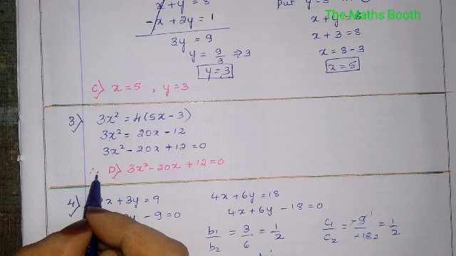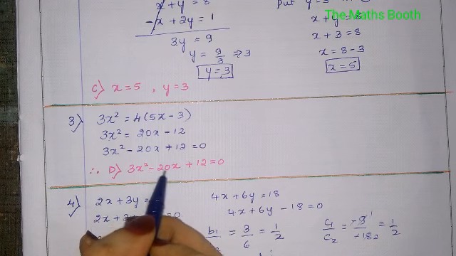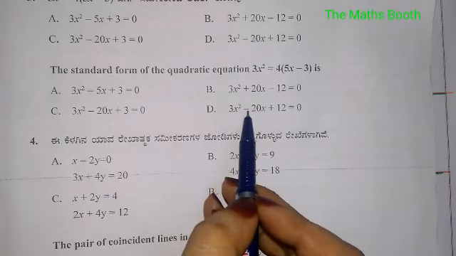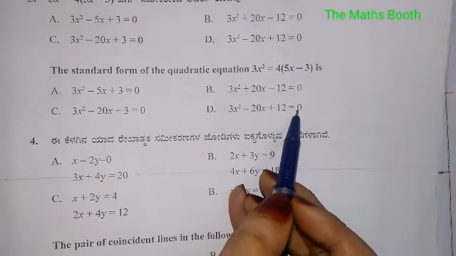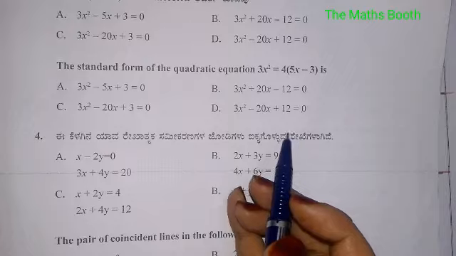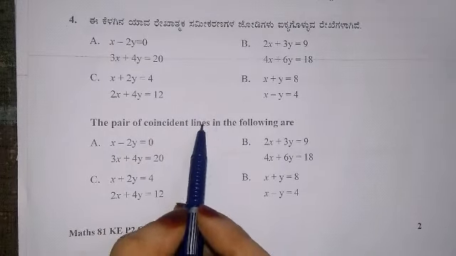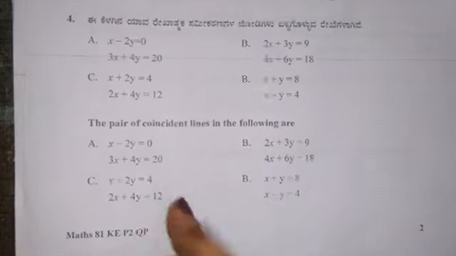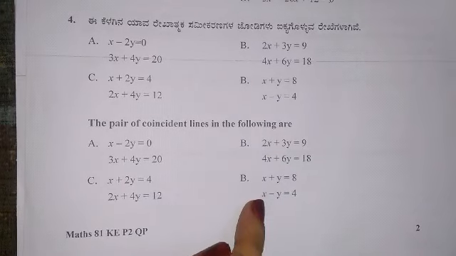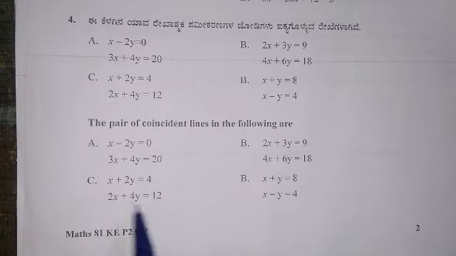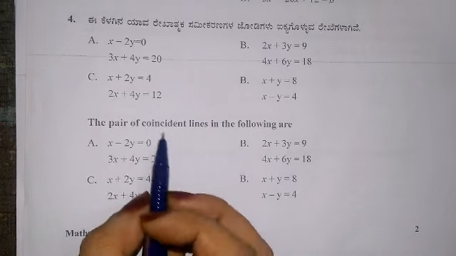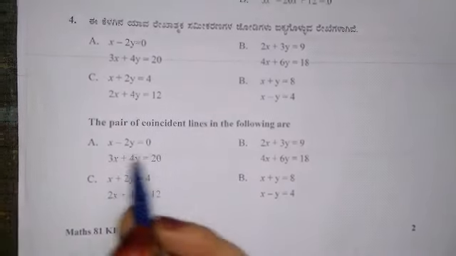So the correct option is D, 3x squared minus 20x plus 12. We can see here D, 3x squared minus 20x plus 12 equal to 0 is the correct option. So let us see the fourth question. The pair of coincident lines in the following are... here they have given 4 pairs of linear equations, and they are asking which are the coincident lines.